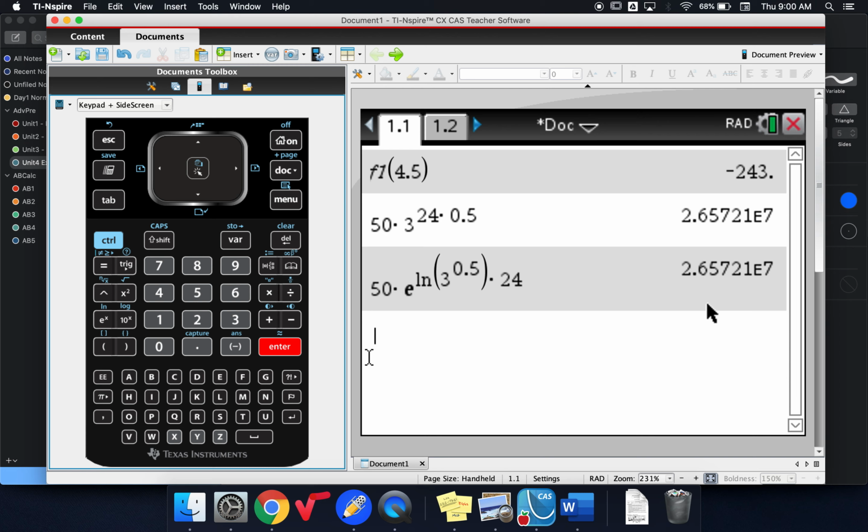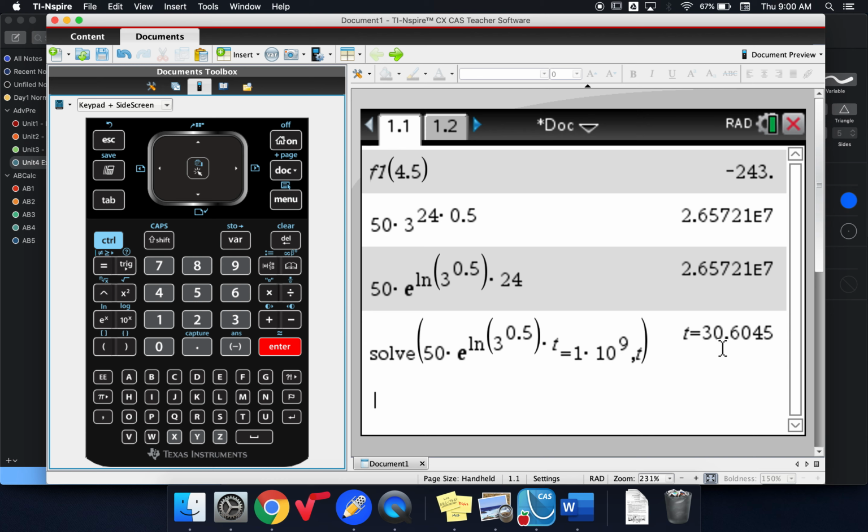So I'm just going to use my solve function. Sorry. First, I'm going to put in solve. I'll take my equation. I'm going to replace that 24 with a t. I want it to be equal to 1 times 10 to the 9th. I'm going to solve for t. And we get 30.6 hours.